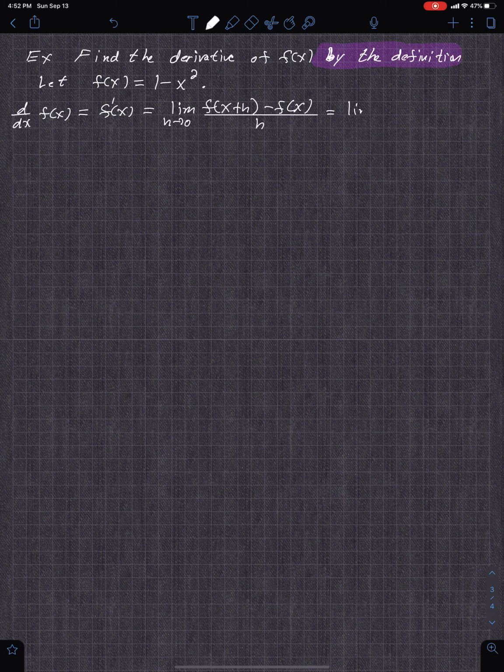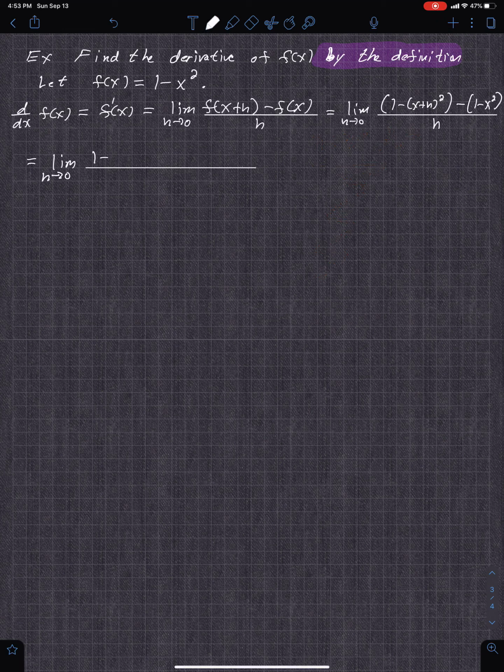This is equal to the limit, don't forget writing your limit, as h approaches 0 of 1 minus quantity x plus h squared minus quantity 1 minus x squared, all over h. Okay, so that's equal to the limit of, and then you've got to calculate that out. You've got to expand that out and basically look to factor out h like you did back in 2.1, 2.2, and then reduce it. So you've got to multiply it out. Maybe this is a good spot to stop and try it yourself, calculate this out and see what you get.